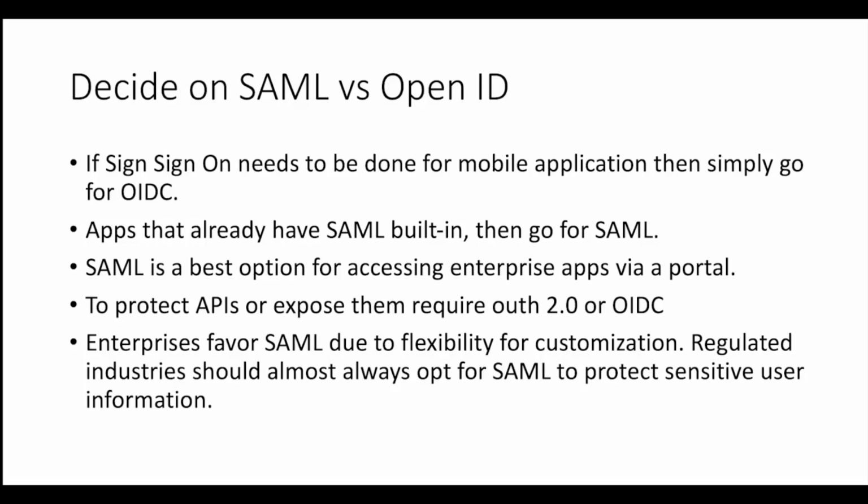To protect or expose APIs, you require OAuth2 or OIDC. Enterprises favor SAML due to its flexibility for customization. Regulated industries should almost always opt for SAML to protect sensitive user information.